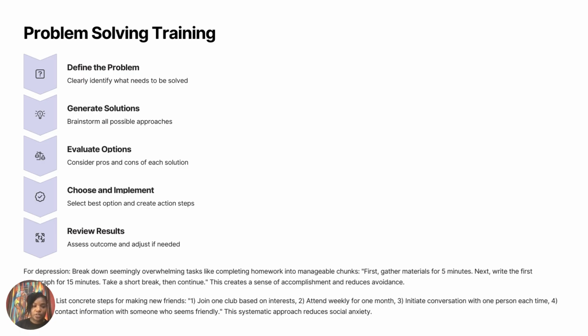for the first 5 minutes, write the first thing that you're thinking, in 15 minutes, take a short breathing break, and then continue. That creates a sense of accomplishment and reduces avoidance. And it also helps them have a systematic approach.